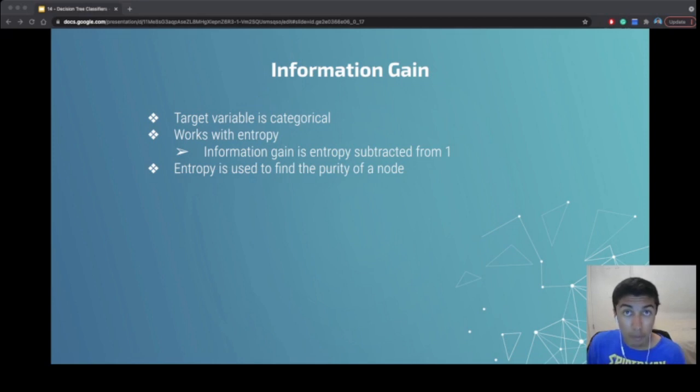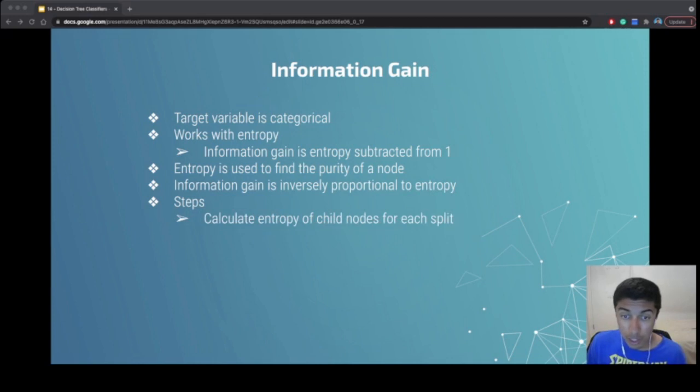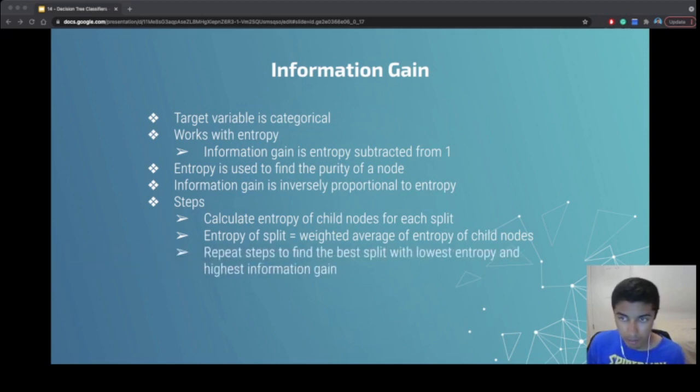Entropy is 0 for a homogeneous node. As impurity increases, the more information is required to describe a node. Now, what this means is that information gain is ultimately going to be inversely proportional to entropy. The steps for information gain are first, calculating the entropy of child nodes for each split. The next part is finding the entropy of split, which is the weighted average of entropy of child nodes. Afterward, simply repeat the steps like in reduction in variance to find the best split with the lowest entropy and highest information gain.